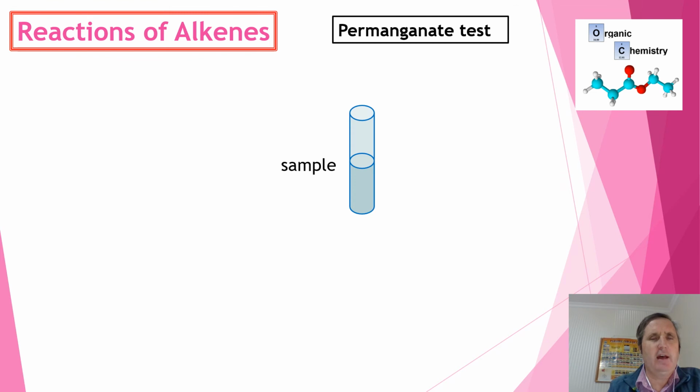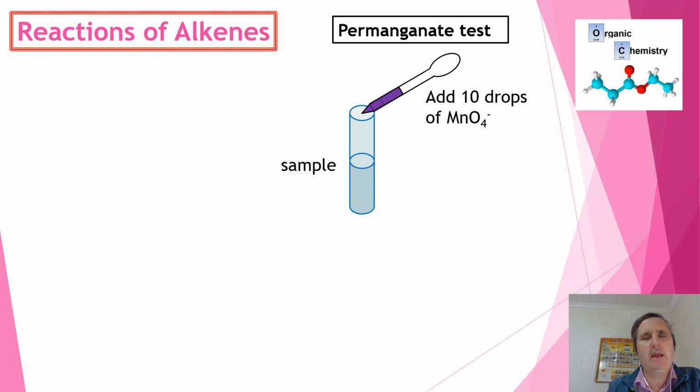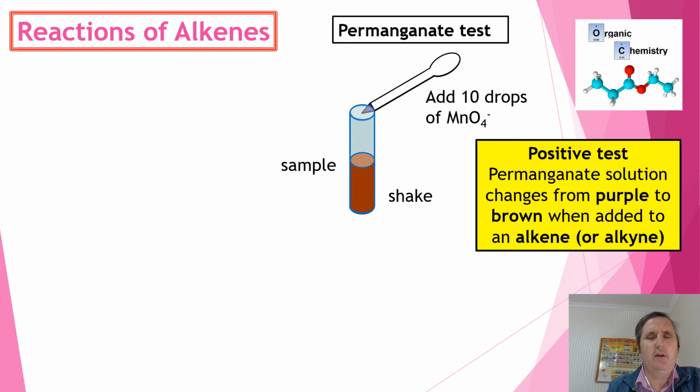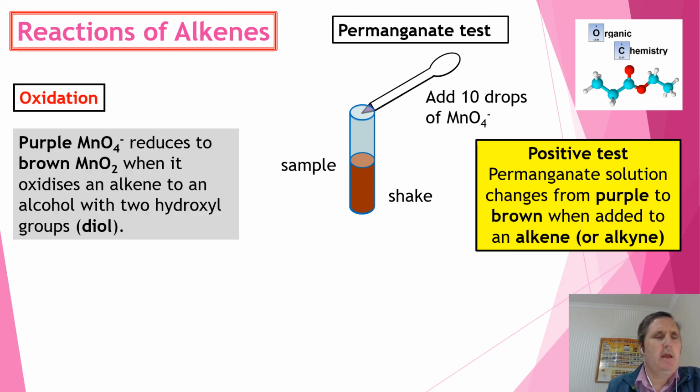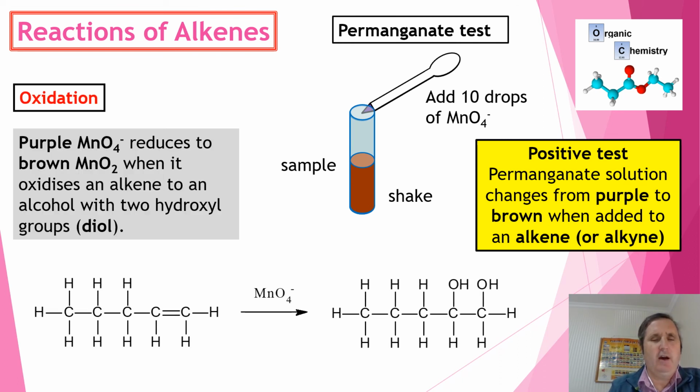Okay, so this is the last type of reaction that we need to know about alkenes undergoing at this level. We take a sample, we add the oxidizing agent permanganate, it's purple, we shake and it goes brown. It does this because the permanganate is an oxidizing agent and it oxidizes the alkene to a diol. This alkene group is oxidized by the permanganate to become a diol. It gets two OH, or hydroxyl, groups added.